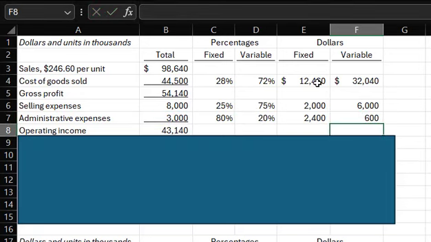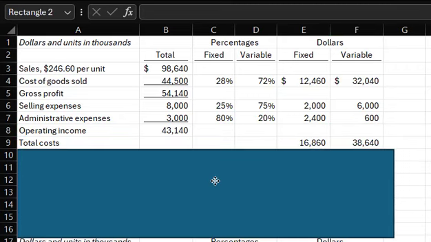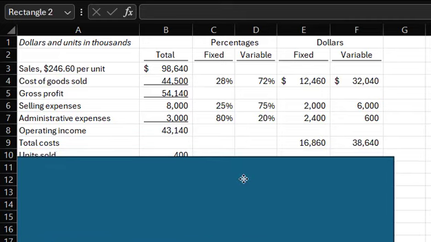Now, to calculate margin of safety, we have to know break even first. So we've got to do some interim calculations. First, let's calculate our total fixed and variable cost. We need to know that because break even requires that. Let me slide on down again.